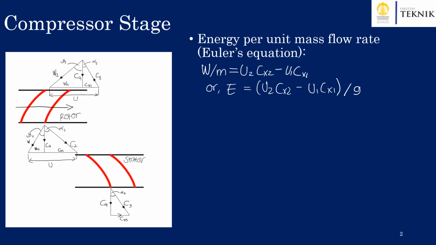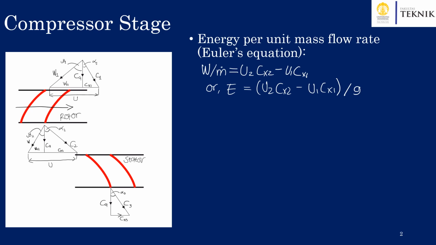to get the energy per unit mass flow rate, through the Euler equations that we have used since the pump and turbine chapters. We know very well that the equation is a function of work divided by mass flow rate, or sometimes they write it as m dot, which is a function of the tangential velocity or blade tip speed U at the outlet multiplied by Cx2, minus the tangential velocity U at the inlet, sorry, multiplied by Cx1. These are the conditions at the inlet and the outlet.